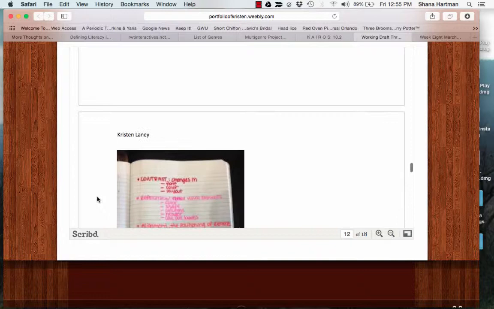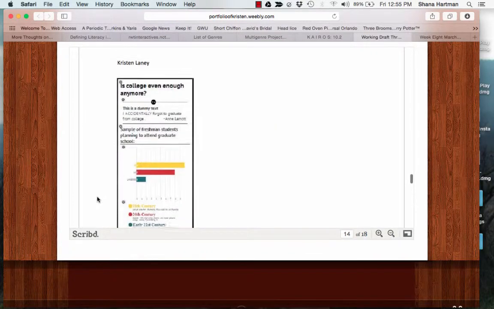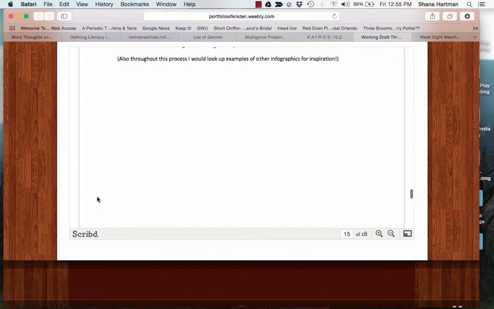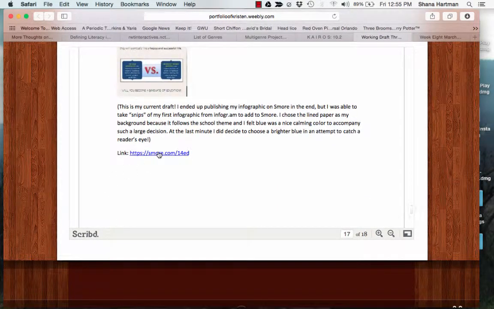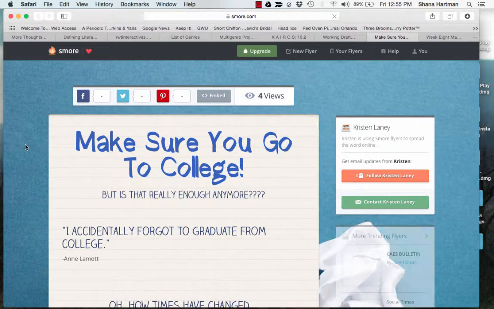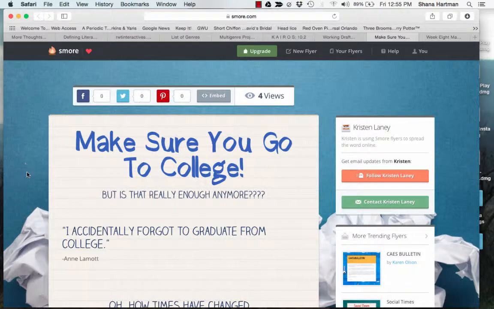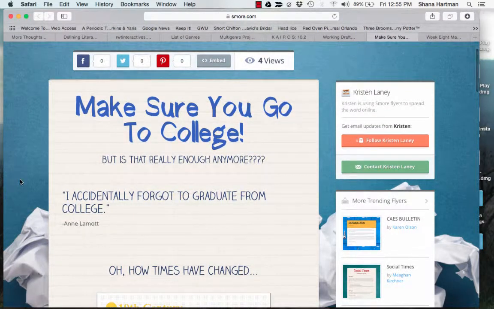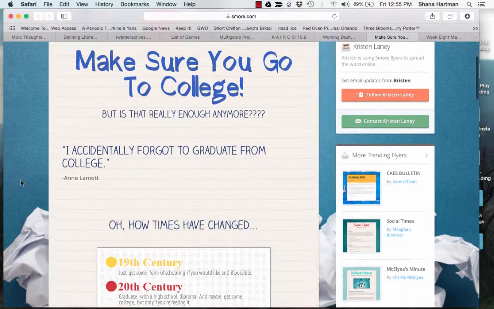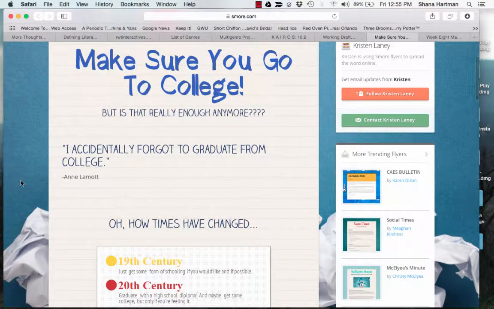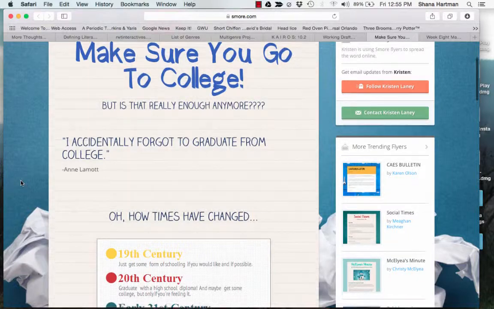More process work. A new draft. Another draft, and then discussion of the current draft. This is an infographic, which means literally what it says, information in graphic form, and this is done on a website called smore.com. As I just walk through, see if you can get a sense of some rhetorical elements, audience, purpose, and some choices that the student made to present her ideas about this topic.